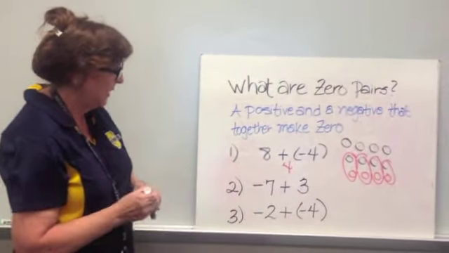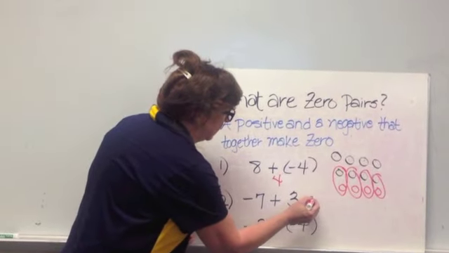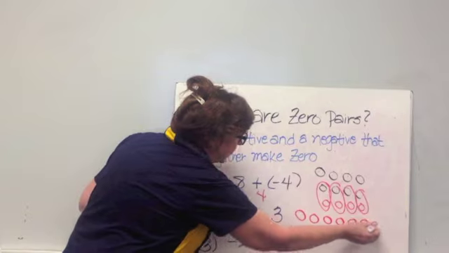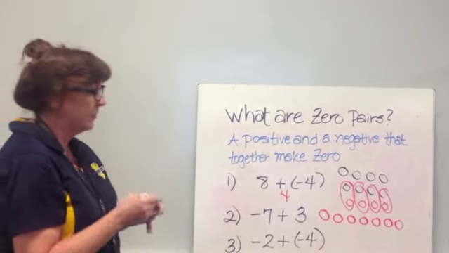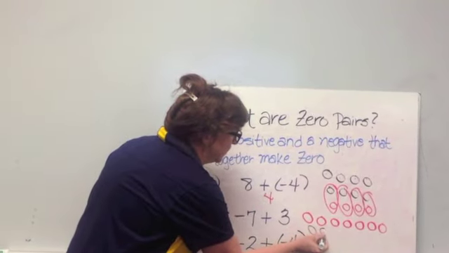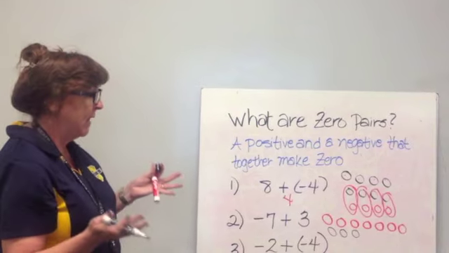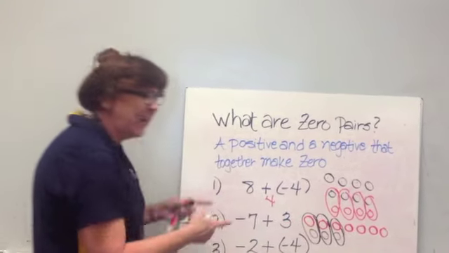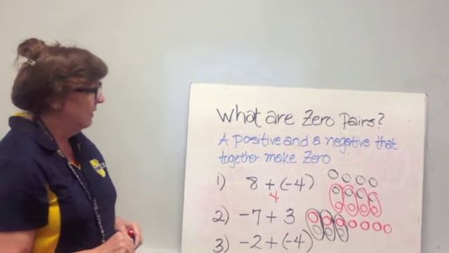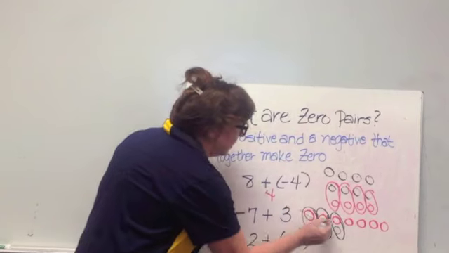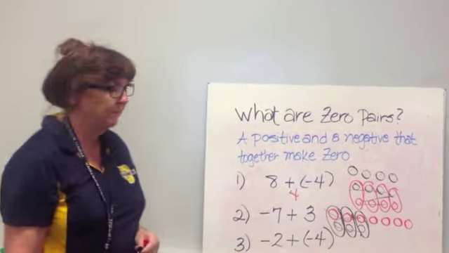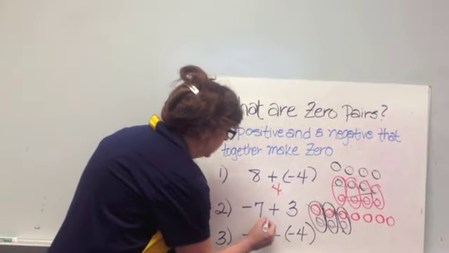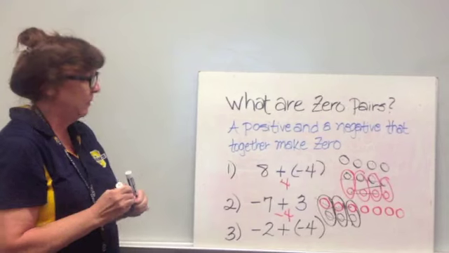This next one starts with negative 7 plus 3. So I have 7 red negatives, 1, 2, 3, 4, 5, 6, 7. And then I have 3 positives, 1, 2, 3. I'm going to match my 0 pairs. There's 1 0 pair, 2, 3. Now what happens when I match my 0 pairs? They kind of disappear. They go away. They're gone. I don't have to look at them anymore. So what's left? I have 4 red negatives. So negative 7 plus 3 is negative 4.